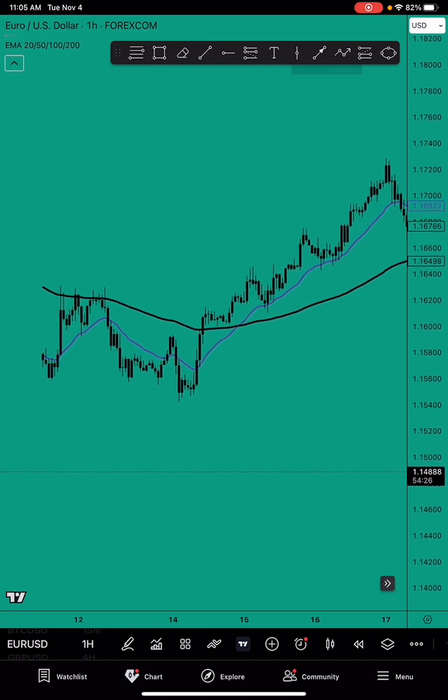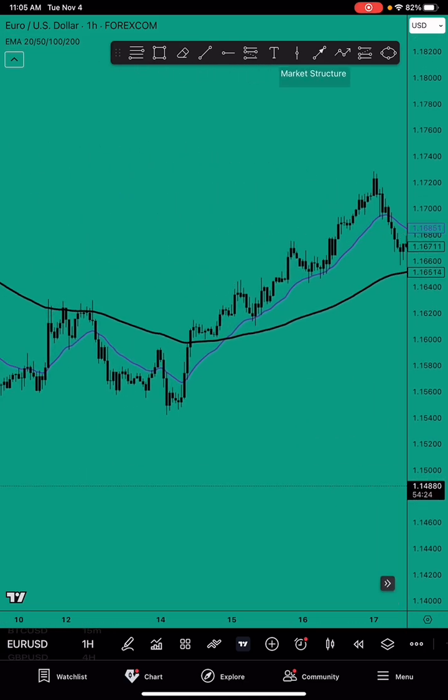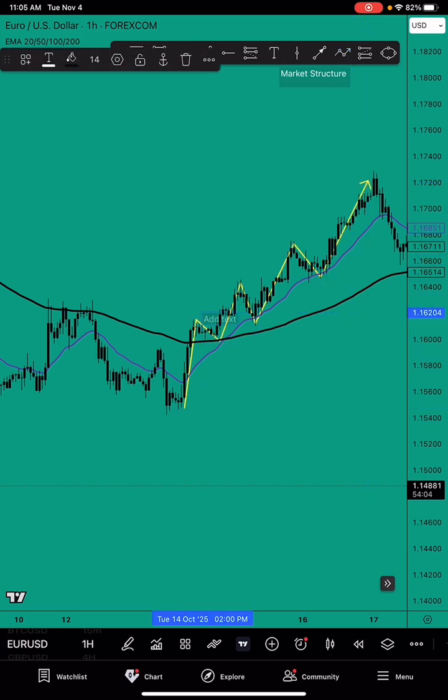And guess what? Perfect example. It does the same thing on the uptrend. What happens? It goes up, small pullback, up, small pullback. Higher low, higher high, higher low, higher high. This is how the market moves on an uptrend.